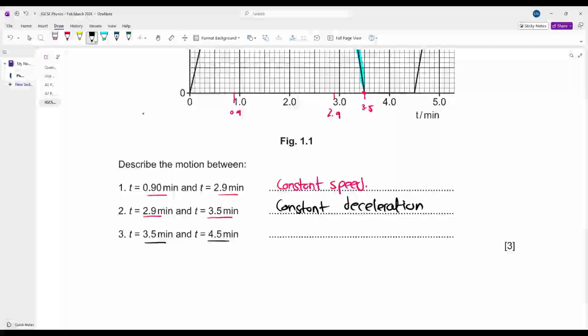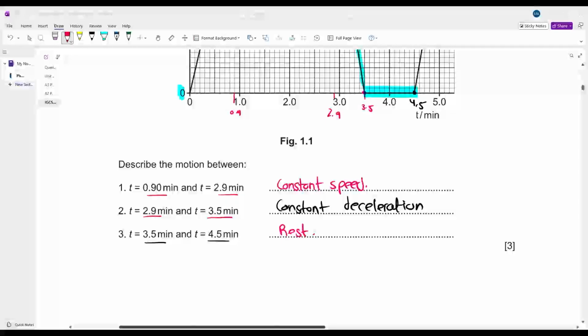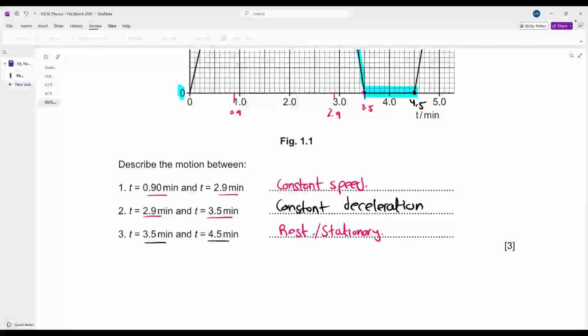Simple. Now, what happens from time t is equal to 3.5 till 4.5 minutes? अच्छा जी, 3.5 से 4.5 minutes क्या हो रहा है? Can you realize you have a velocity of 0 from 3.5 to 4.5? That means your object is at rest from 3.5 minutes till 4.5 minutes. At rest कह लो, stationary कह लो, whatever you'll feel like saying here, you can do that. आगे बढ़ते हैं.